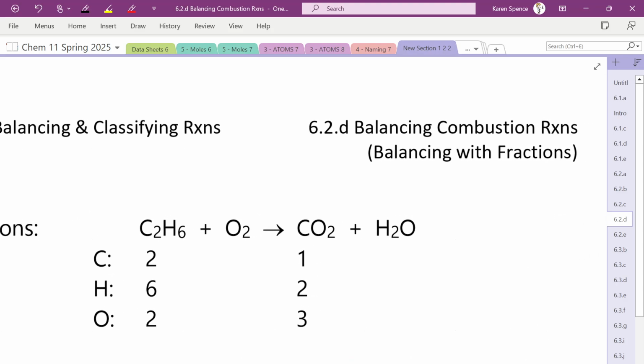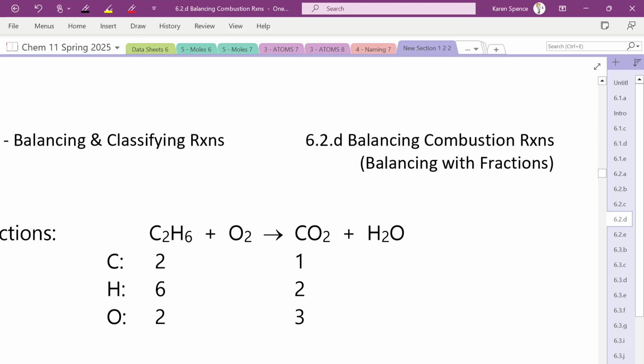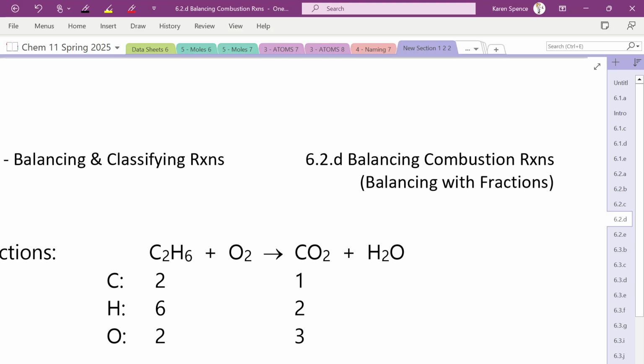We have C2H6 plus O2 gives CO2 plus H2O. So we have 2 carbons. And remember, what order are we going to balance our elements in? First, we're going to do carbon. Second, we're going to do hydrogen. And third, we're going to do oxygen. So let's start by balancing our carbons.